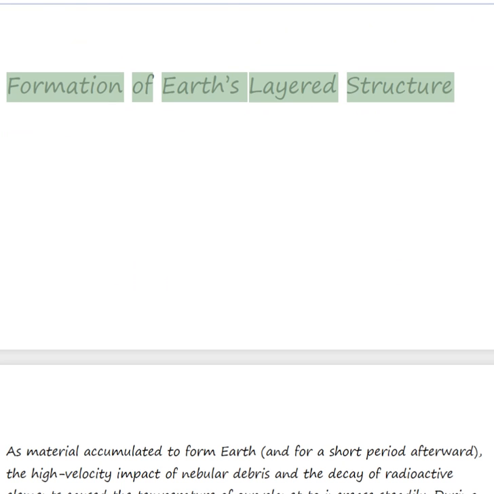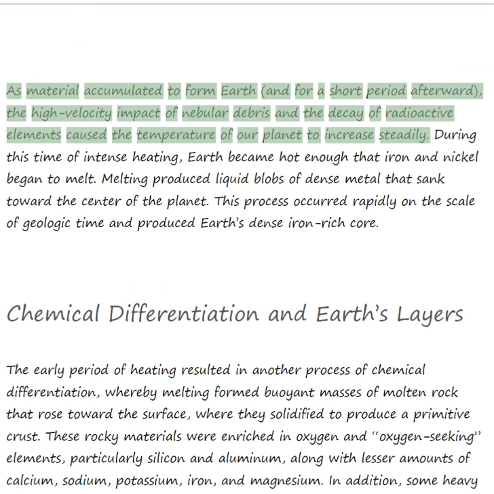Formation of Earth's layered structure. As material accumulated to form Earth, the high-velocity impact of nebular debris and the decay of radioactive elements caused the temperature of our planet to increase steadily.